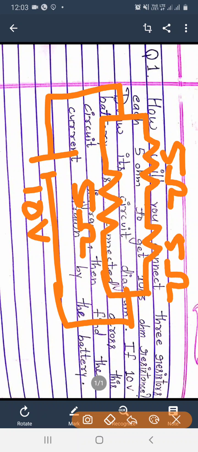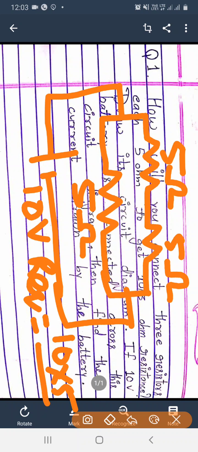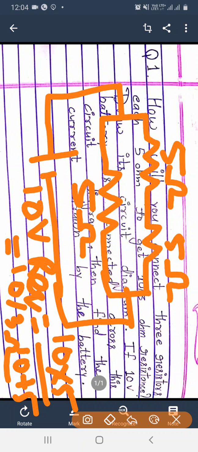So you can also solve here. R equivalent is equal to 10 multiply 5 upon 10 plus 5, and this will be 50 upon 15 means 10 upon 3, and you will write answer in ohm, 10 upon 3 ohm. And this is the circuit diagram.